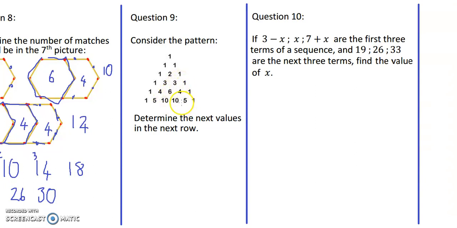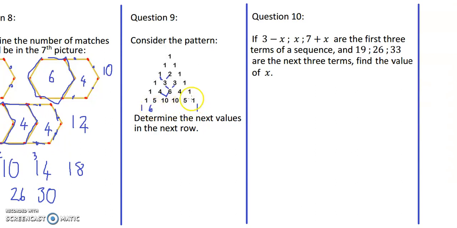It's fascinating, actually. But then if you look at it this way, 1 plus 2 gives me 3. 3 plus 3 gives me 6. 4 plus 6 gives me 10. Really, really nice patterns. So determine the next values in the next row. Well, I know it's going to be 1 and 1. Then 1 plus 5 gives me 6.